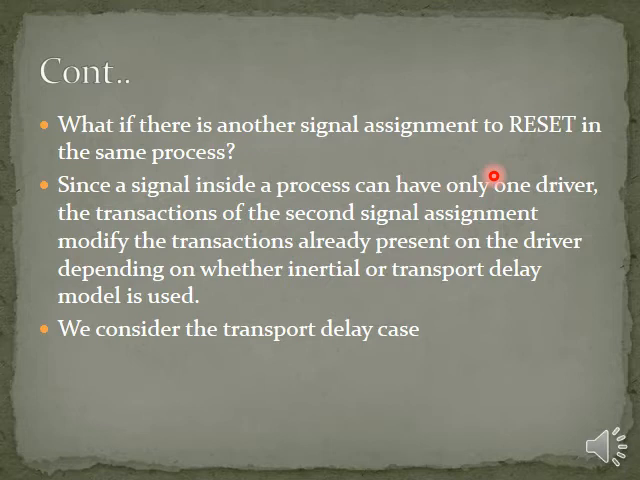Since the signal inside a process can have, why? Because if there are two signal assignments for different expressions, then how are they going to execute? That is the problem. Why is that the problem? Because inside the process, it can have only one driver. The transaction of the second signal assignment modifies the transaction already present on the driver, depending on whether the inertial or the transport delay model is used.